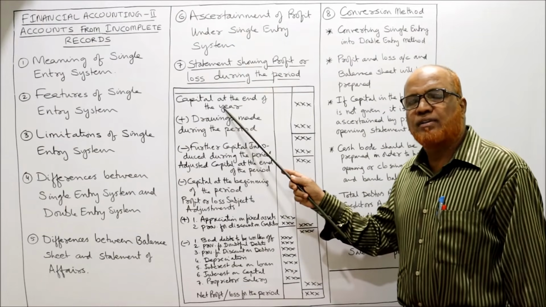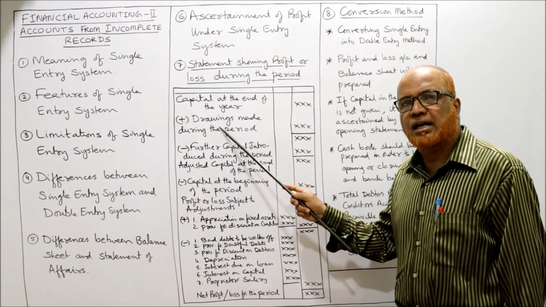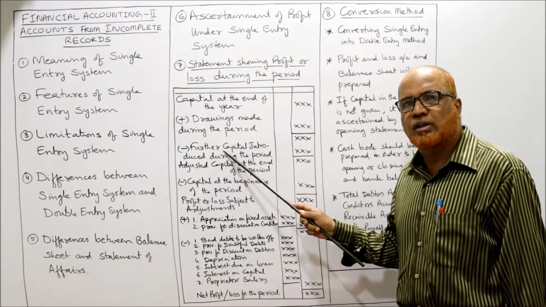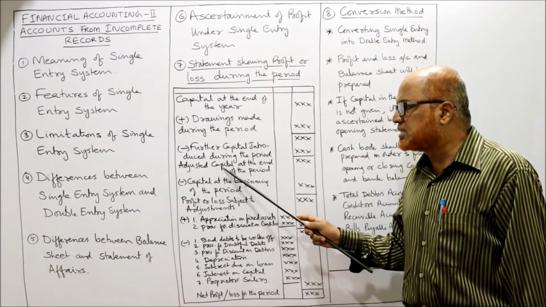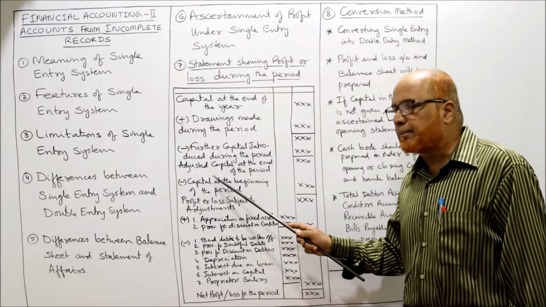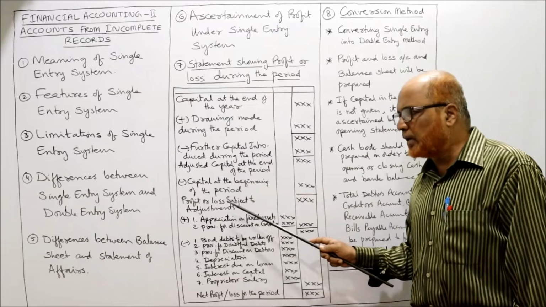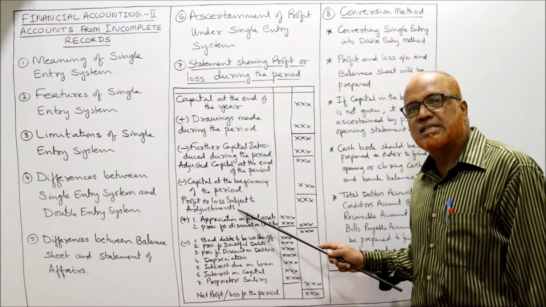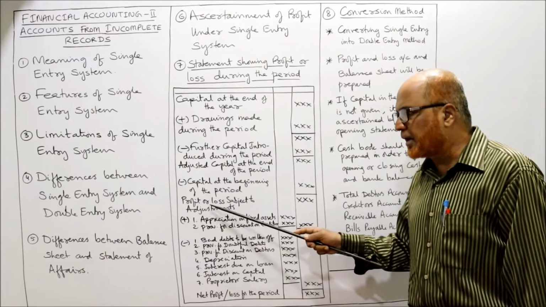तो क्या करेंगे, end of the year जो capital रहेगा उसमें drawings को add करेंगे, further capital introduced during the period less कर देंगे, तो we'll get adjusted capital at the end. From this adjusted capital at the end, deduct capital at the beginning of the period. We'll get the profit or loss subject to adjustment. Adjustment से पहले profit or loss.